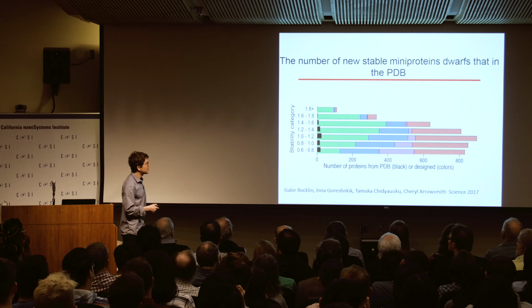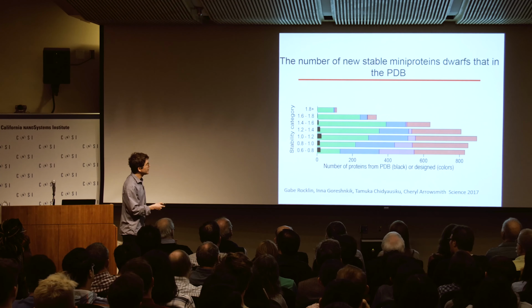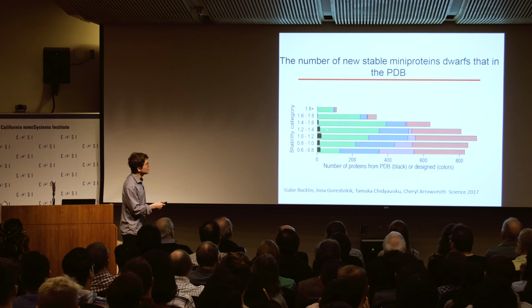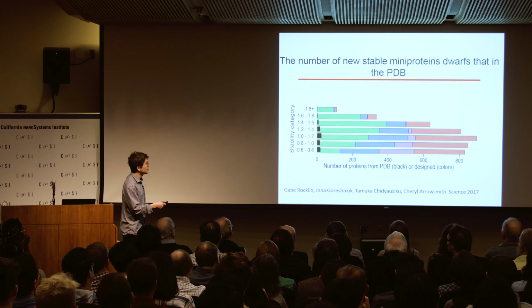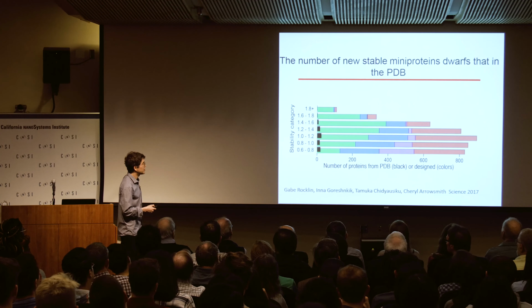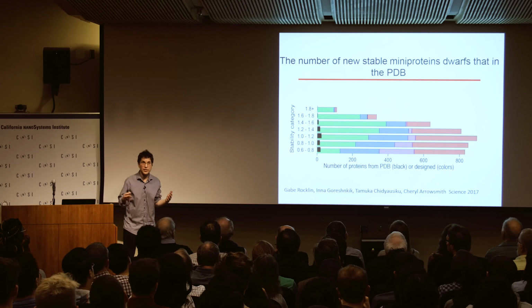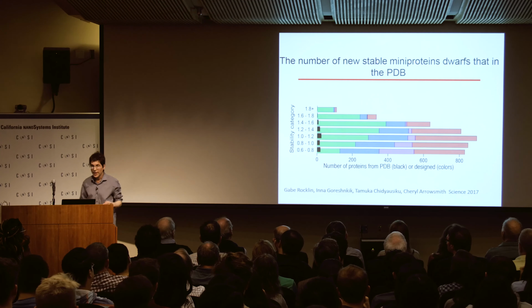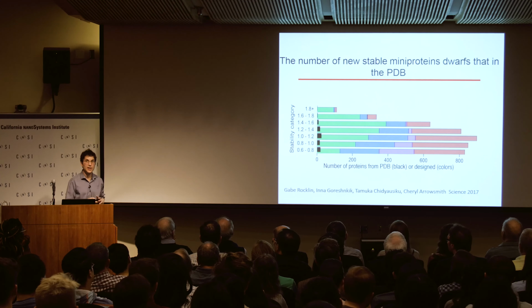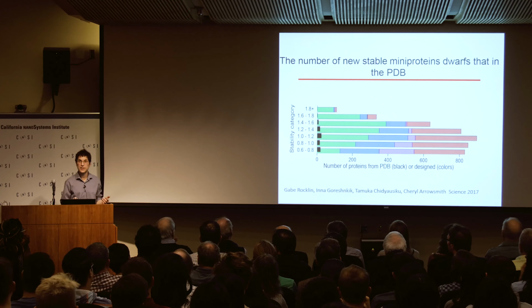And I think this is sort of a harbinger of the future, because you can see that the number of design structures is really greatly outpacing the number of naturally occurring structures in the size range. And I think this will continue over the years as we get better and better at designing proteins. I think it'll become rarer and rarer, if you want to do something new in the protein space, that you will start with something that exists rather than building it from scratch.